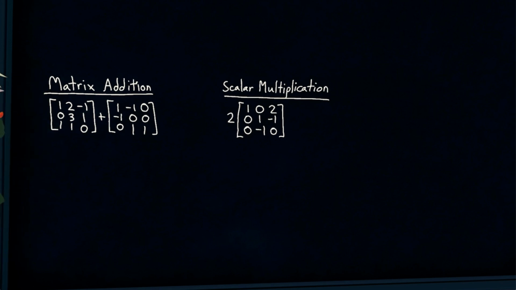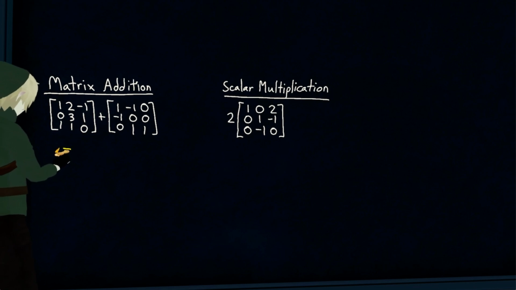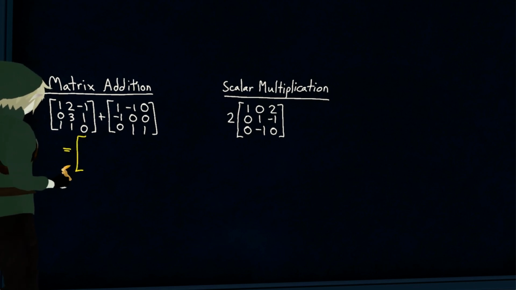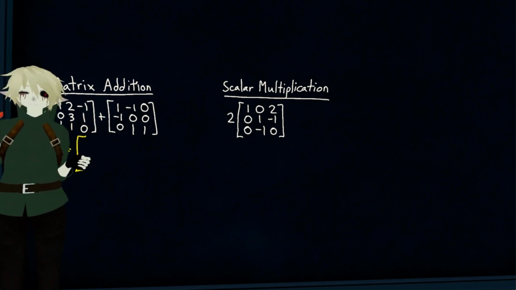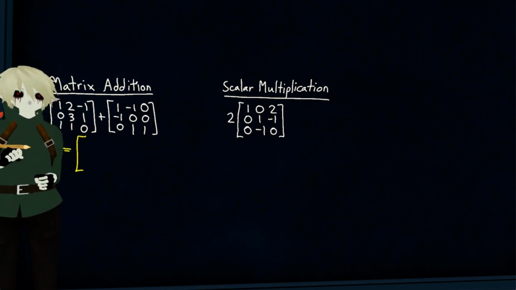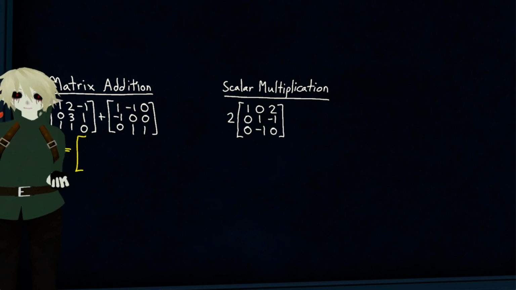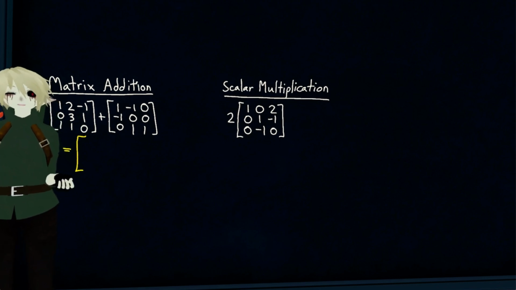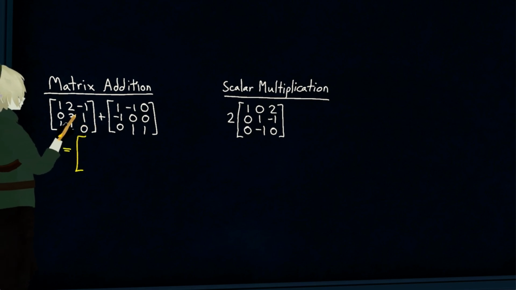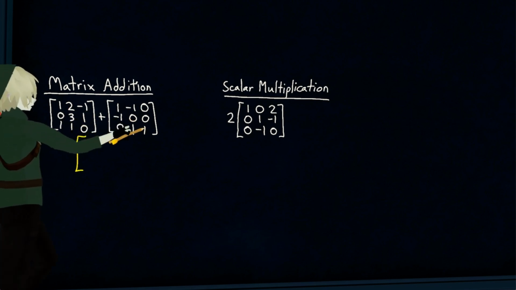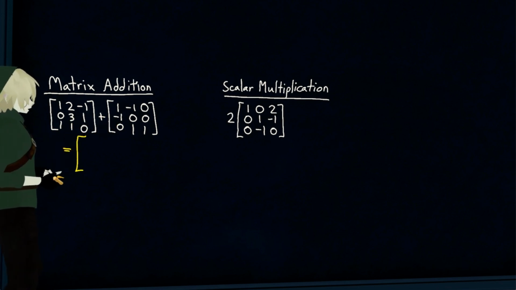Let me actually use yellow. So the way we add matrices, first off, the sizes of the matrices have to be the same, right? If both matrices are different sizes, then you cannot add them. It's not defined. Okay. So the 2 matrices must be the exact same size, and in this case, they're both 3 by 3 matrices.